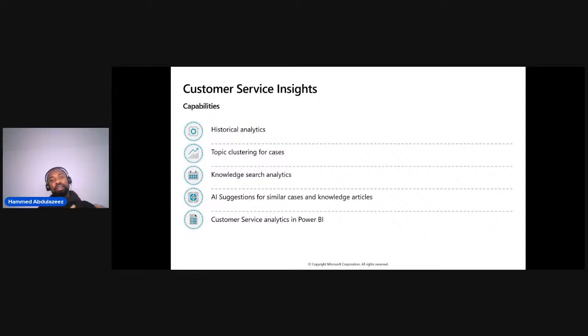We also talk about topic clustering for cases. Because of the AI capabilities, it is able to group case reporting based on the topics of your cases, for example the case title. So the AI can generate based on those case titles and cluster them together for report analysis as well.